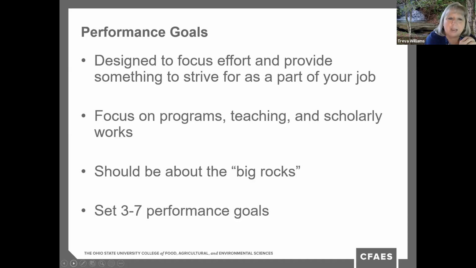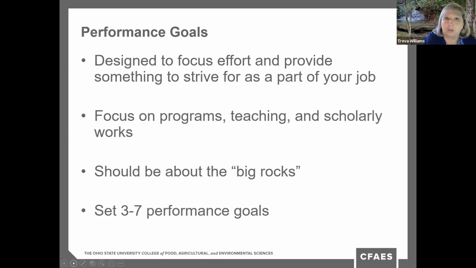And so you may have a professional development goal and a performance goal that kind of overlap in some ways, but they still should have very specific pieces. So when I'm talking about submitting a proposal, and to actually do a presentation, that's really a performance goal versus a professional development. So these are really about what we call those big rocks. That's why we only set 3 to 7 of these performance goals. We don't put down everything.